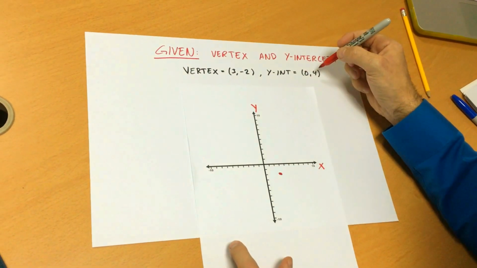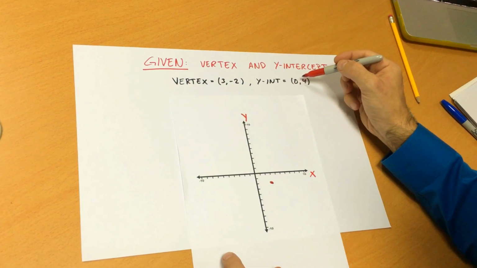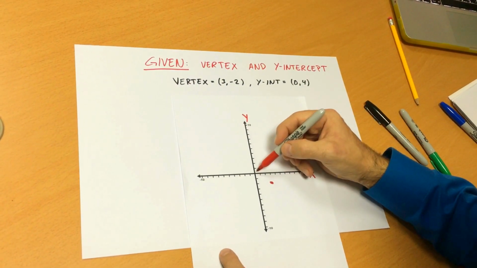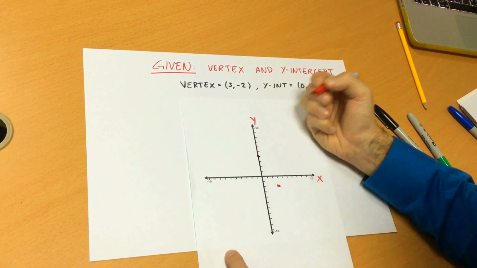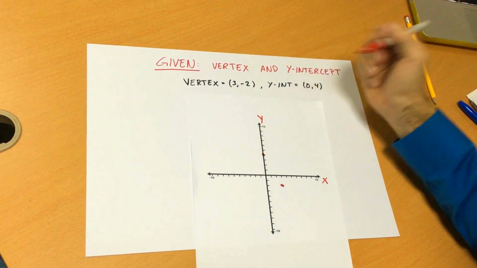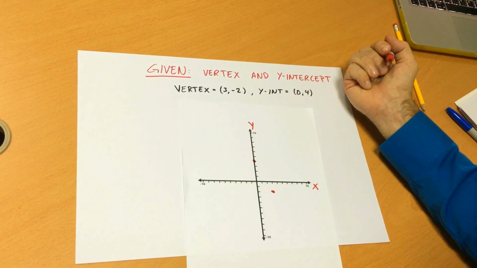So y-intercept, (0, 4), x is 0 and y is 4. So x is equal to 0, y is 4, 1, 2, 3, 4 up here. Okay, x is 0, it has to be 0 because it's the y-intercept. It cannot be anything else.